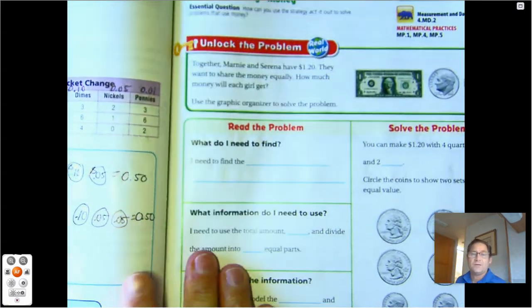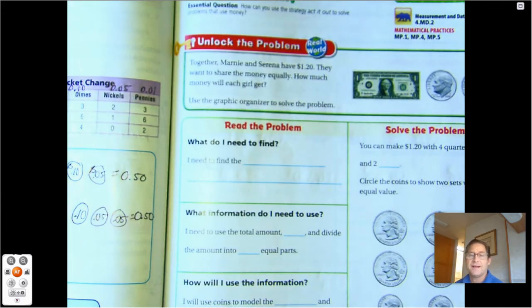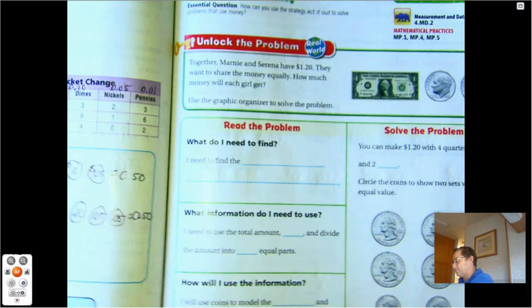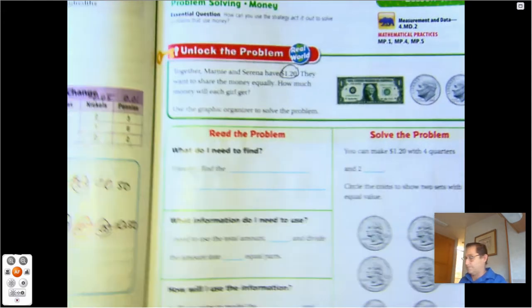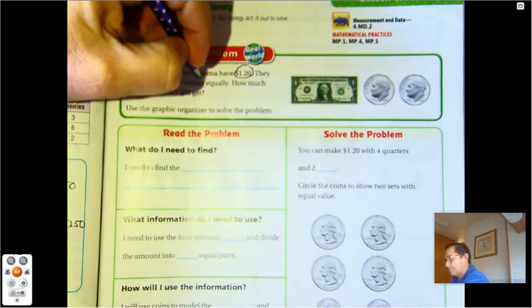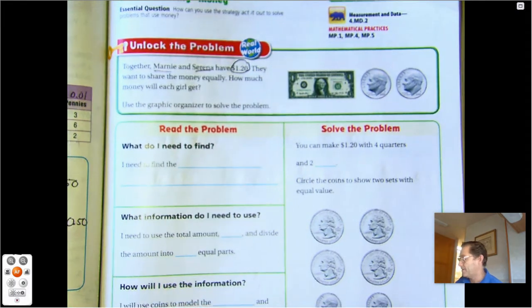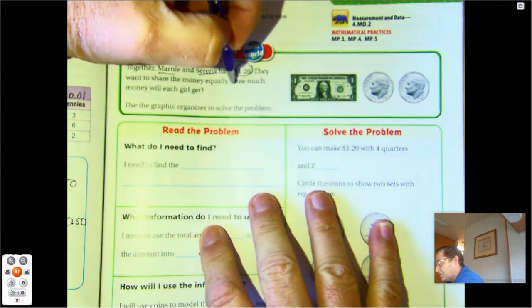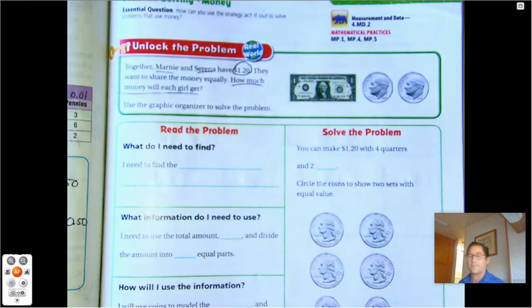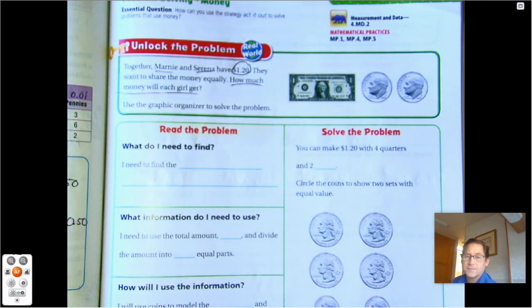All right, together, Marnie and Serena have $1.20. They want to share the money equally. How much money will each girl get? So together, they have $1.20. So $1 bill and 2 dimes. Okay. The question is, how much will each girl get? So let's use the graphic organizers to solve the problem.